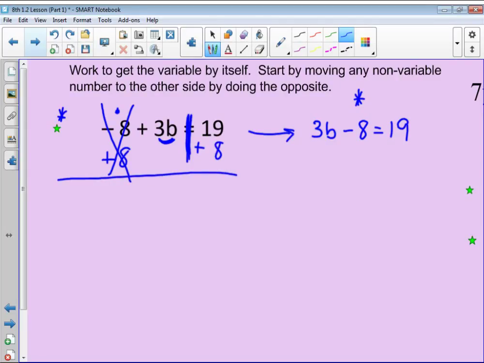Simplify this out, I just have 3b left here, equals 19 plus 8 is 27. Okay, now we're back down to our one-step equation.